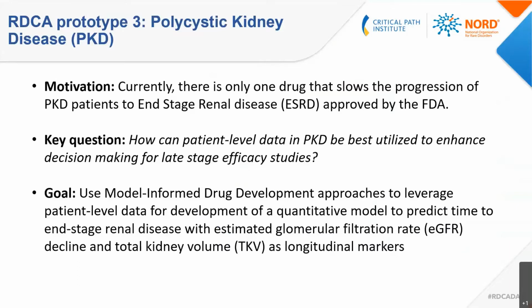So the goal that we have within this pilot project is really to use model-informed drug development approaches, which I'll talk about in a little bit, to really take the patient-level data and develop quantitative tools that will be predictive of end-stage renal disease. In the context here, we're going to focus on what data we have, which has estimated glomerular filtration rate, or eGFR, and total kidney volume as longitudinal markers to really inform when we think that end-stage renal disease is going to occur.